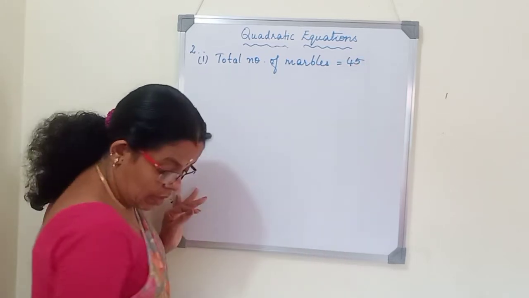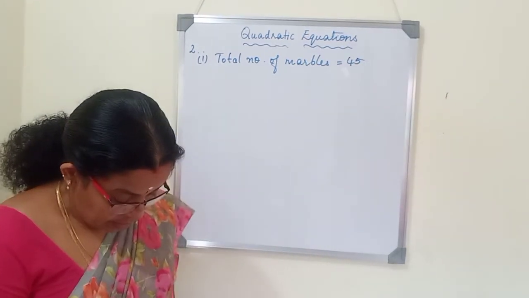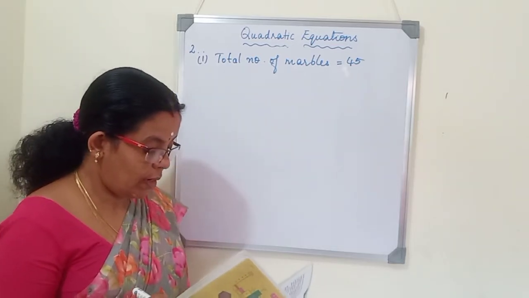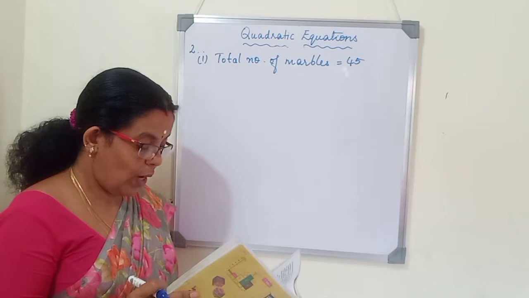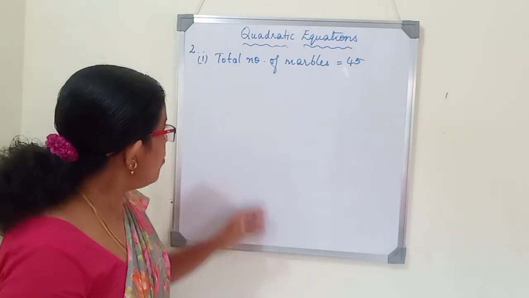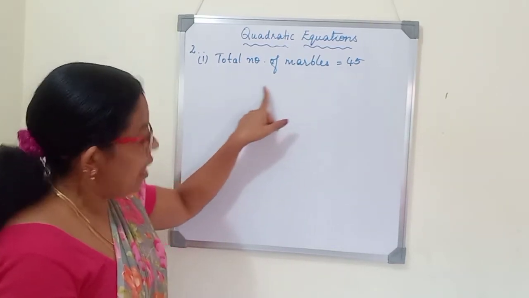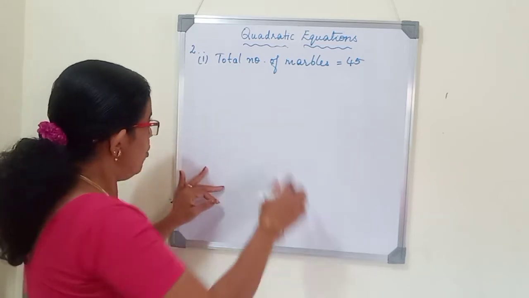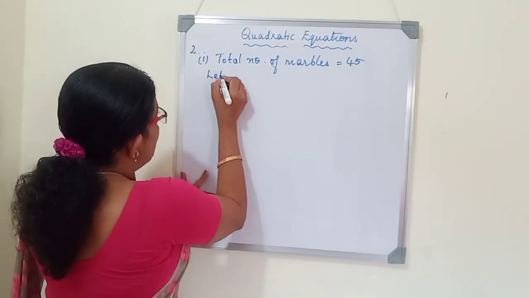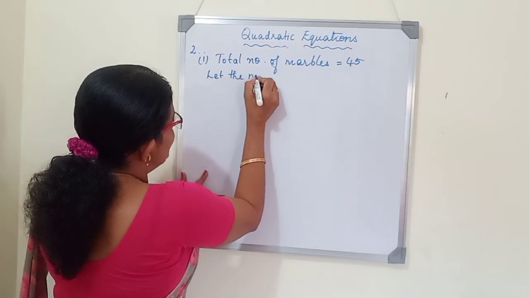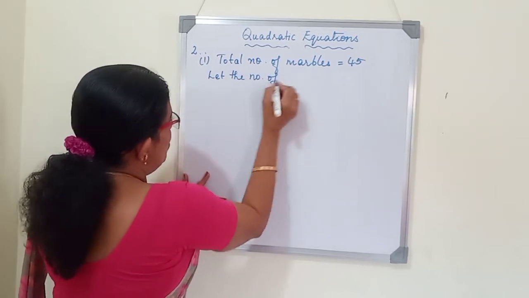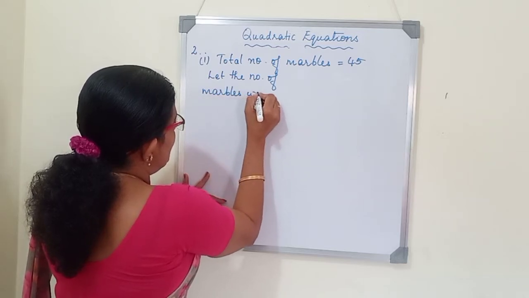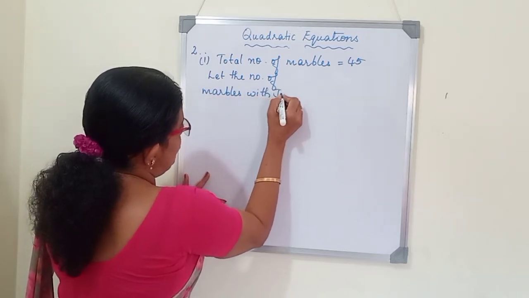45. And here both of them lost 5 marbles each, and the product of the number of marbles they now have is 124. So we don't know totally 45 marbles. How many marbles with John and how many marbles with Jeevanti we don't know. So we will write, let the number of marbles with John equals x.